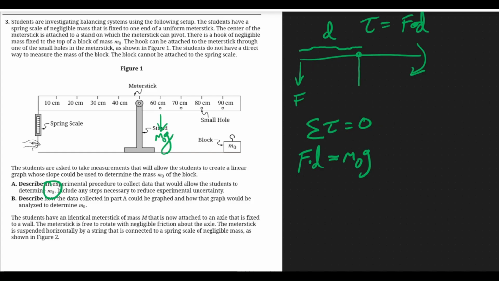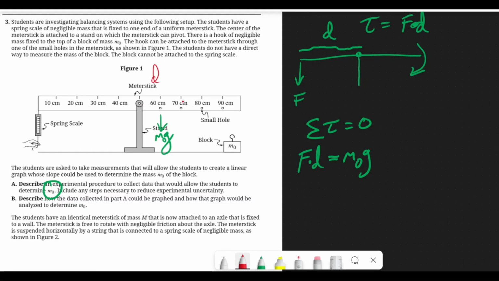Let's call this distance, I'll actually change colors. This will be my distance right here. So this is one distance, this would be another distance, this would be another distance. So this would be 10 centimeters, 20 centimeters, 30, and then 40 centimeters. So I can put in those different distances right here. And then I would know my force from my spring scale right here. I know my distance right here. This is going to be 0.5 meters. I can solve for this variable right here by dividing by g and d.